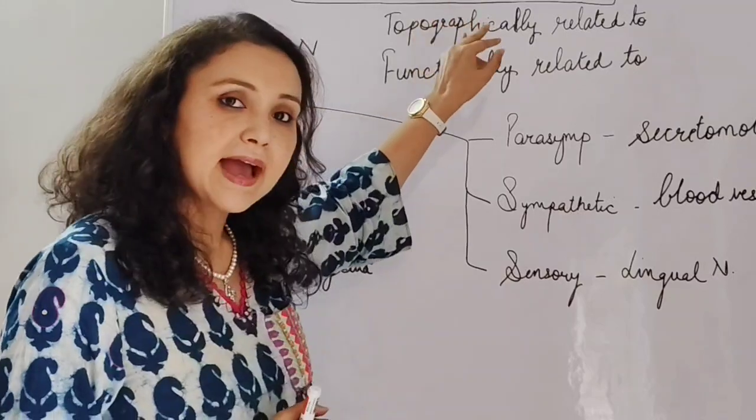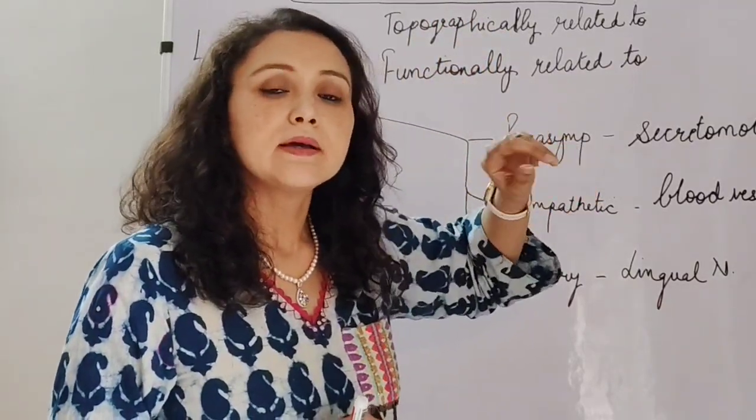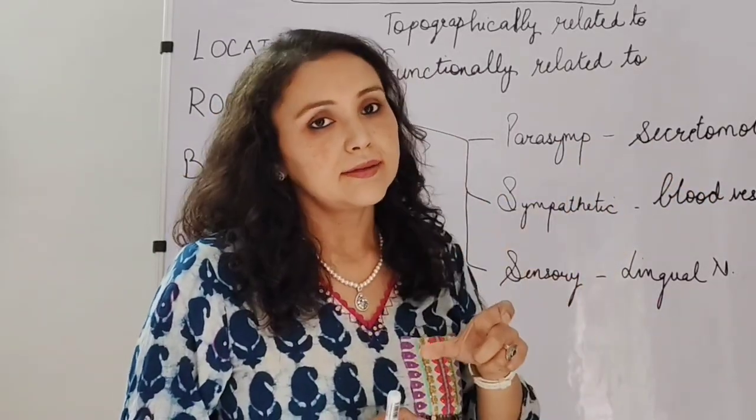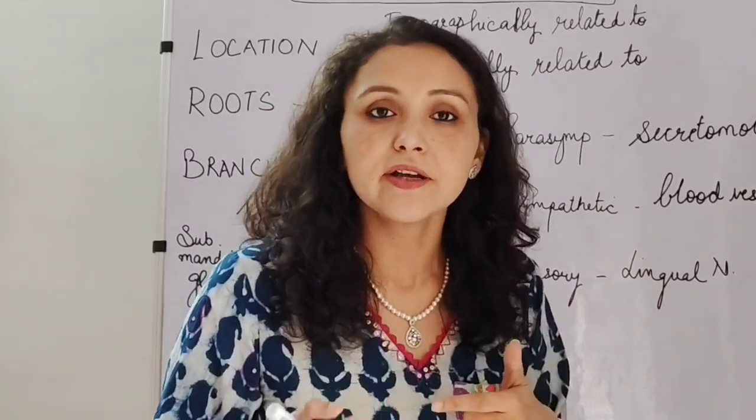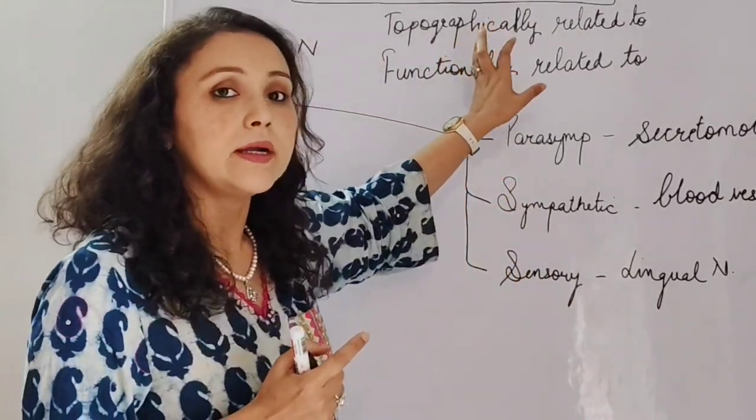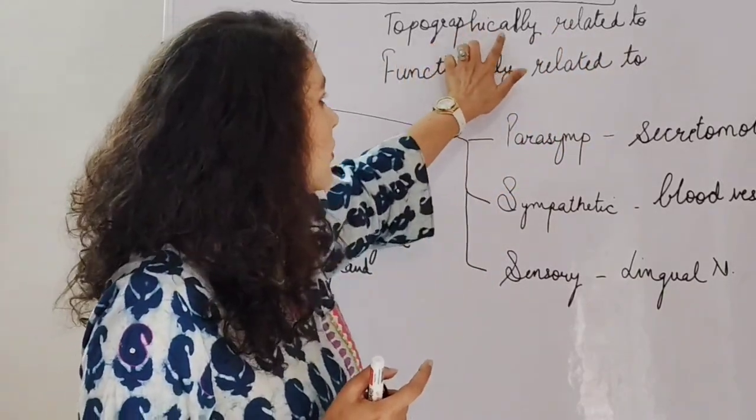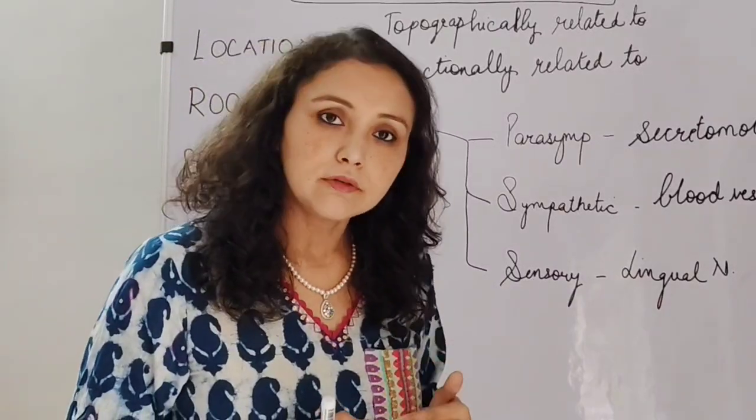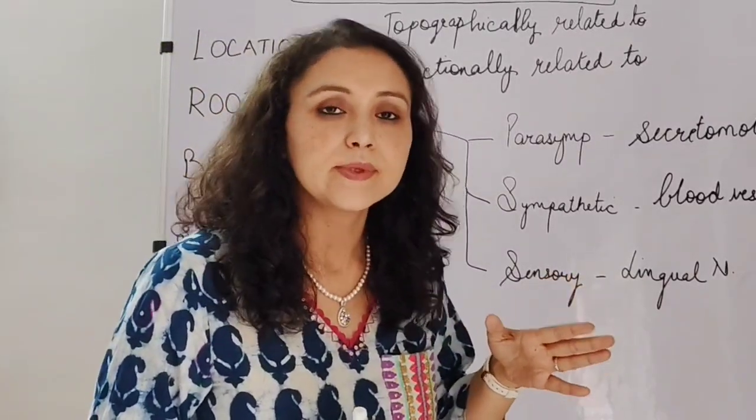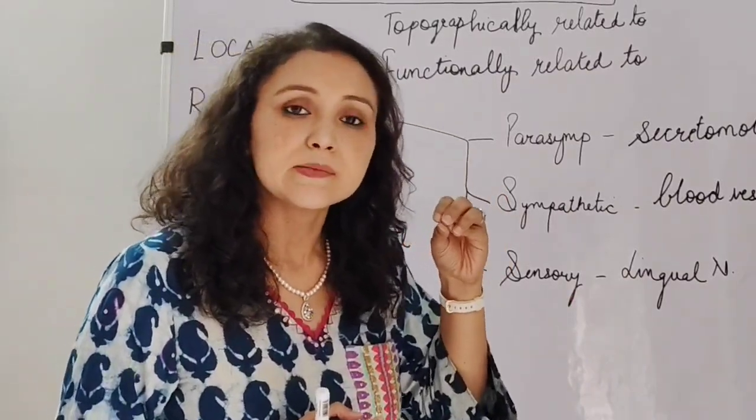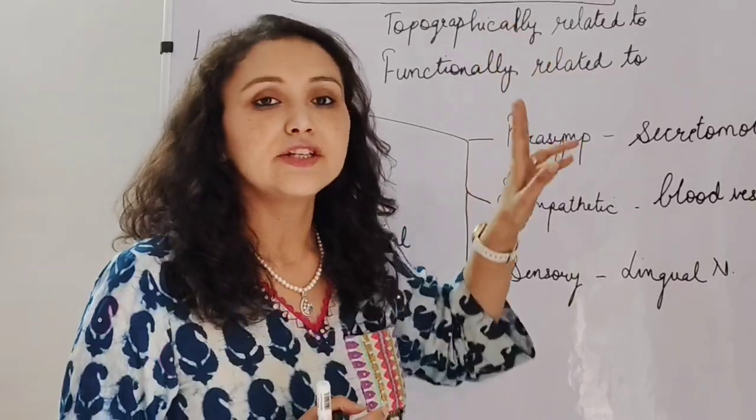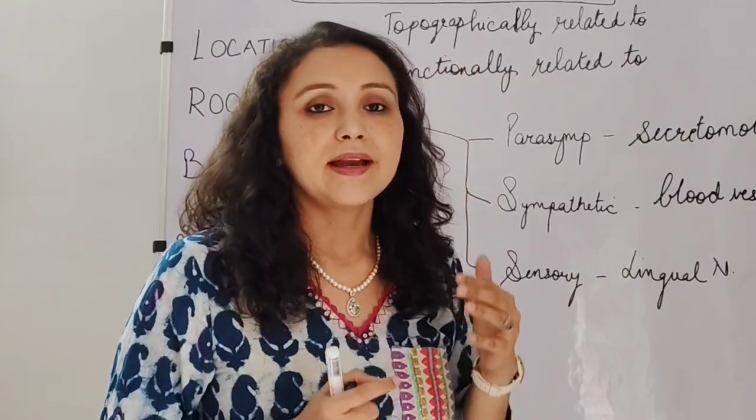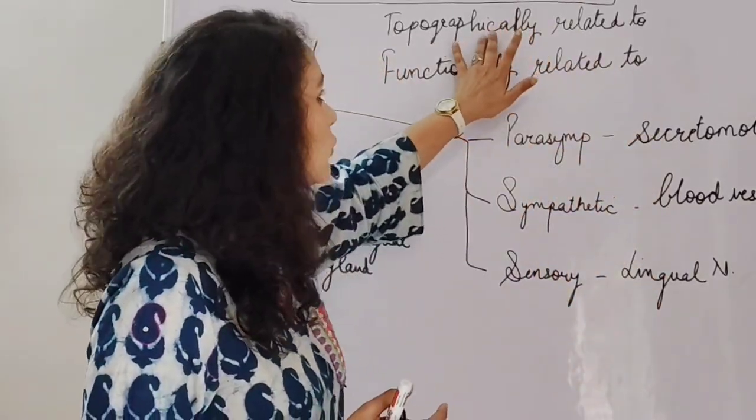Now, regarding these ganglia, we have to learn two things. One is where it is, to which nerve it is related according to its location, and another is to which nerve it is related functionally. If we talk according to the location, we call it topographically related to. So this ganglion is topographically related to the lingual nerve. As you know, the lingual nerve is going towards the tongue, it will supply the tongue. So it suspends this ganglion by its two roots, posterior root and the anterior root. So we say that topographically, according to its location, it is related to the lingual nerve.